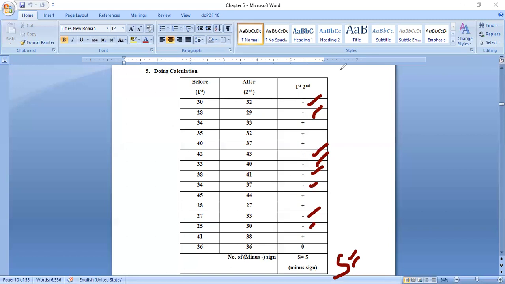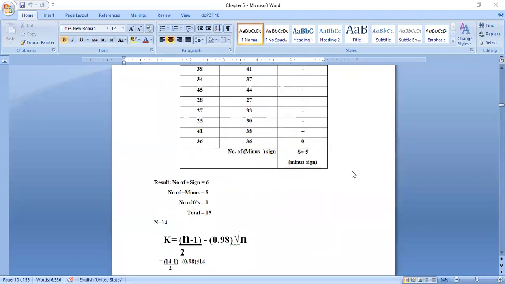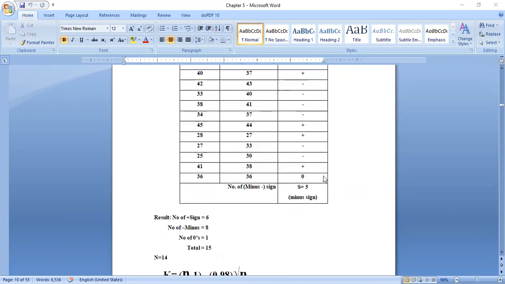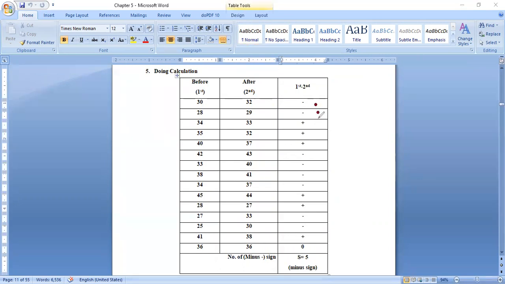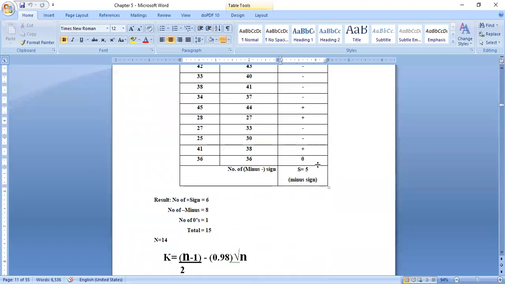A small doubt, that is the reason I have waited. Right, so listen here. How many minus signs are there? 1, 2, 3, 4, 5, 6, 7, 8. Yes, 8 minus signs are there. So this is a small correction here. This is not 5, it is 8. S is equal to 8.